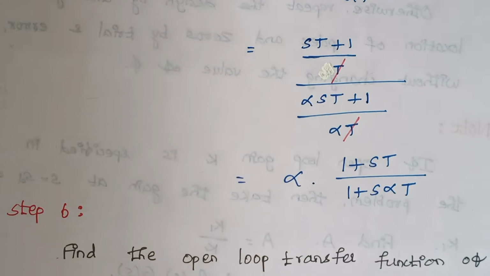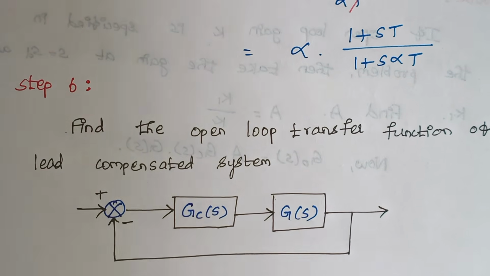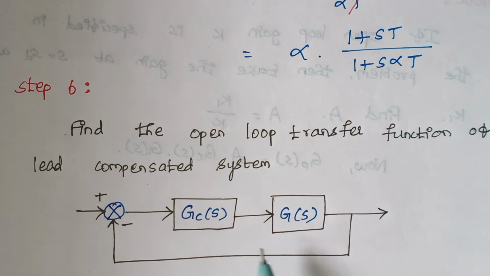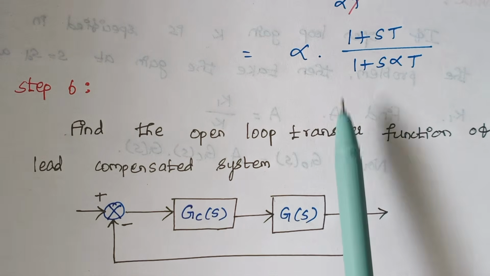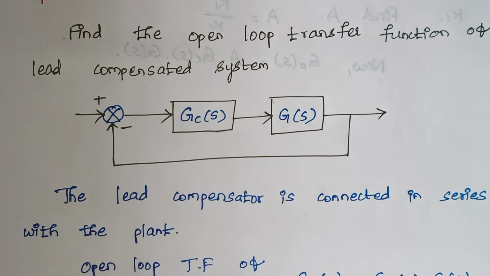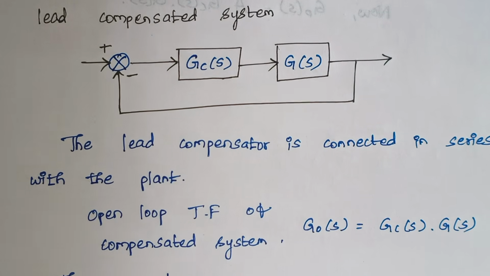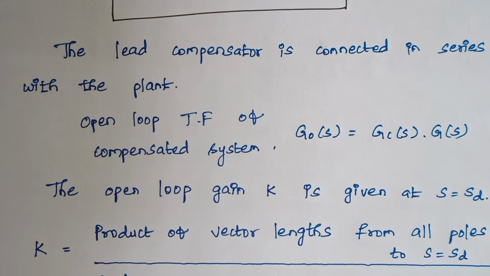Then the next thing is finding the open loop transfer function of the lead compensated system. Here G of S is the given transfer function and GC of S is the transfer function of the compensator, which we just found. So this is the open loop transfer function of the lead compensated system. From this diagram, these two blocks are in series, so we just have to multiply. The open loop transfer function is nothing but GC of S into G of S. And finally we are going to find the value of gain K.